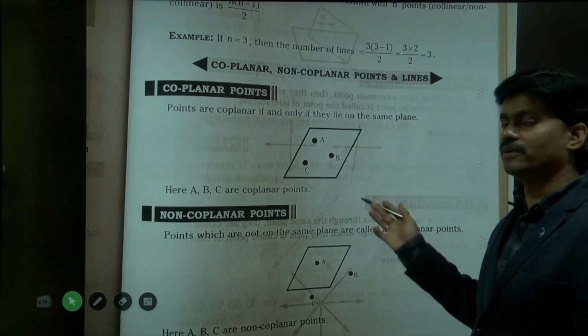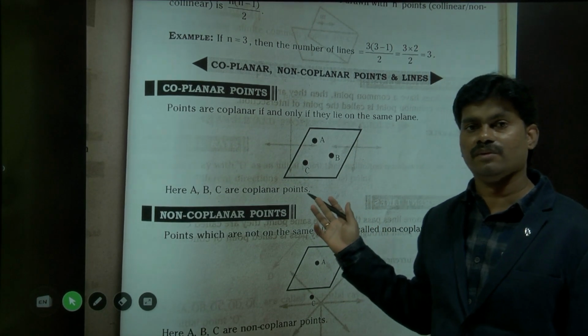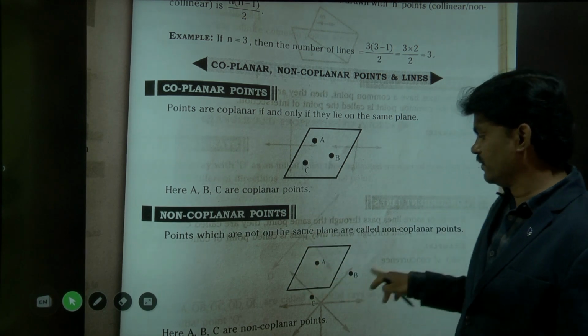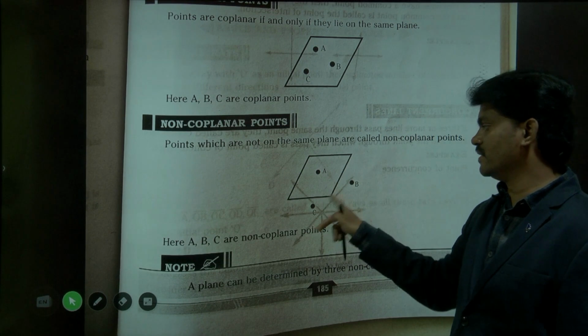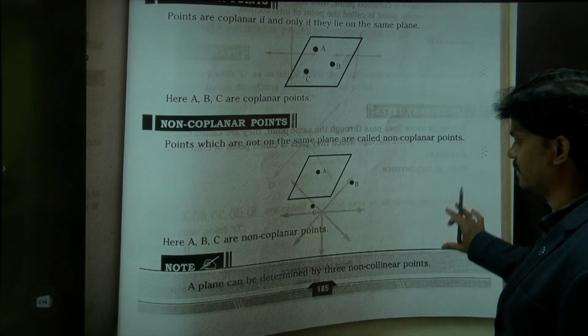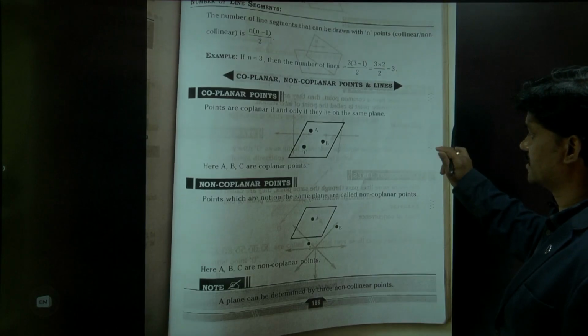Coplanar points. The points which lie on the same plane are called coplanar points. Okay. So here A is on the plane and B, C are not in the plane. So we can call A, B, C non-coplanar points. Next.